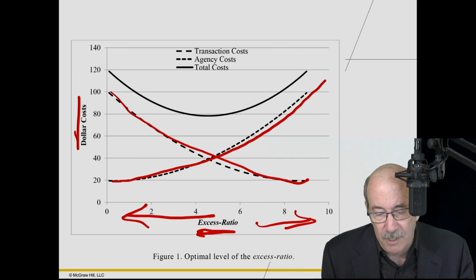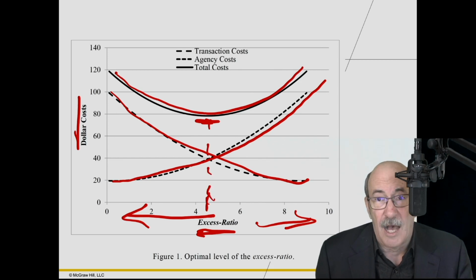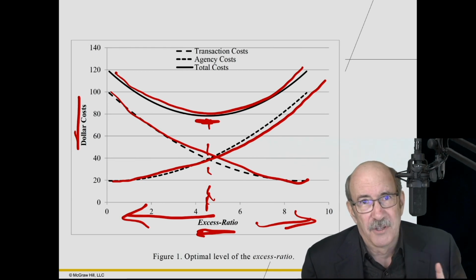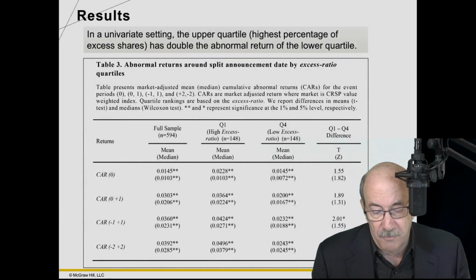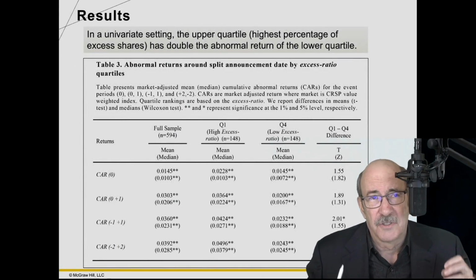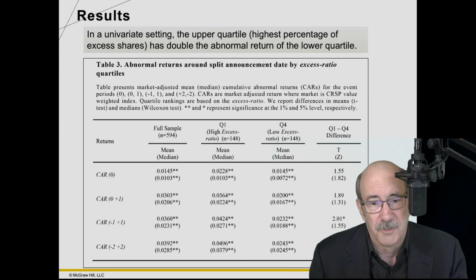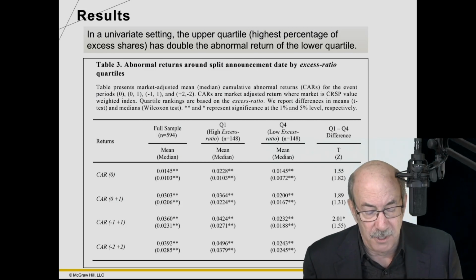At some point, you see a minimum where these two, this top line is the sum of these two costs. And so we think of this as kind of the optimal level of excess shares. Now, let me wrap this up, because the next table right here really is kind of the most important part of this project. What we've done here is we've looked at, I think we have 594 stock splits.